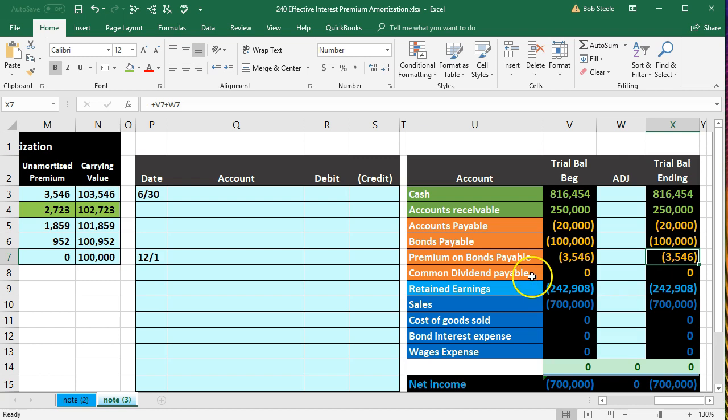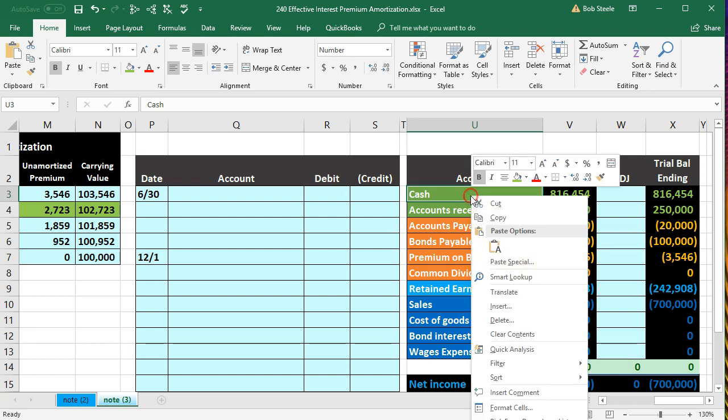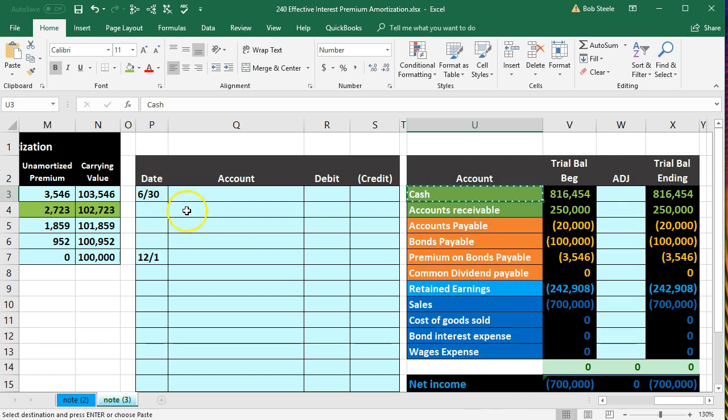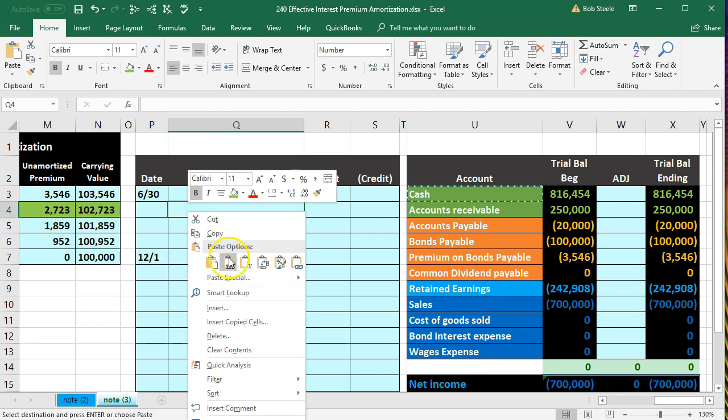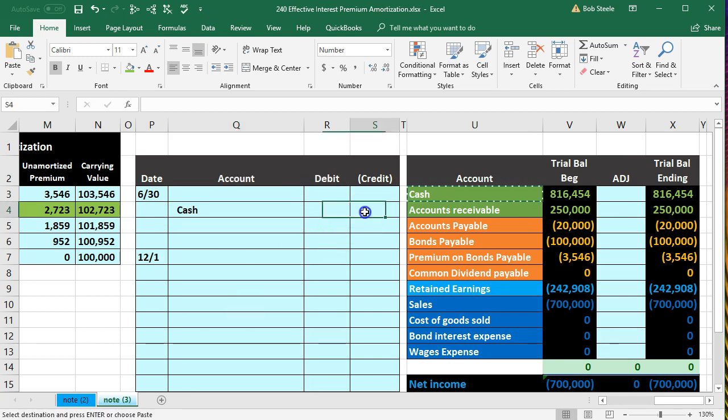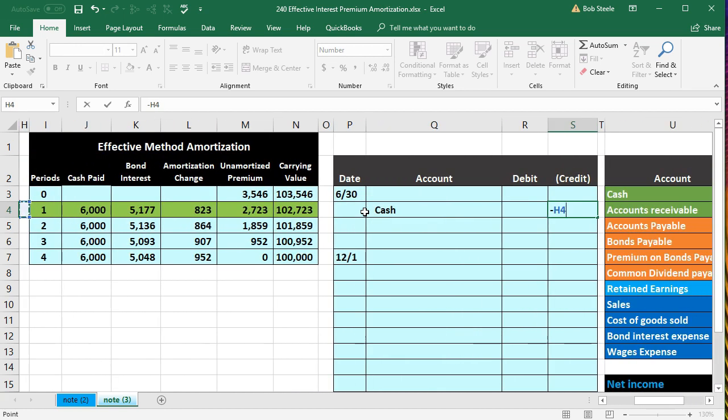So to do that, we're going to say, okay, is cash affected? Yeah, cash is going down. We're going to make a cash payment. So I'll copy cash. We'll put that on the bottom here. So we're in Q4. Right click and paste 1, 2, 3. Now the payment we're going to make, I'm going to put a negative to make it a credit. And it's just going to be what we were given here. So we paid 6,000.